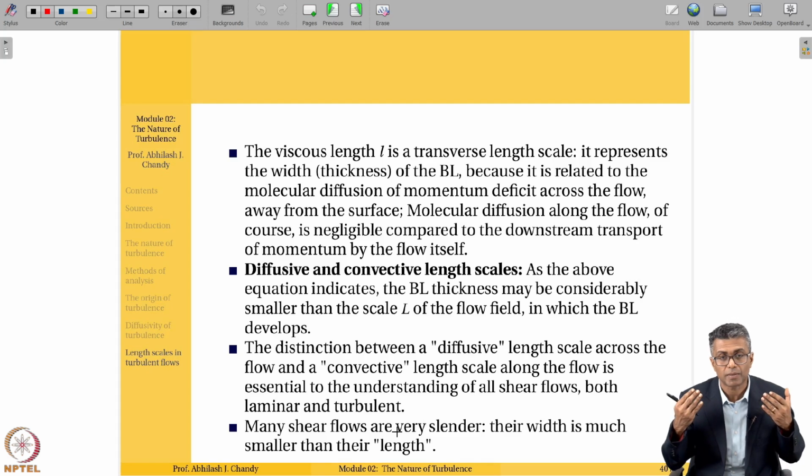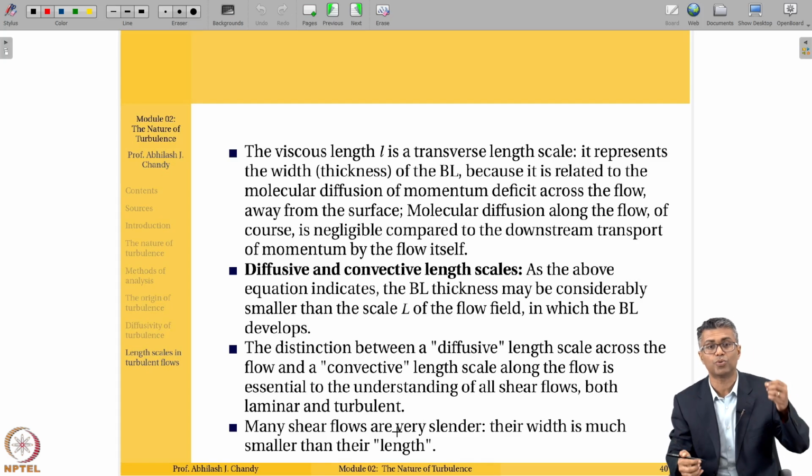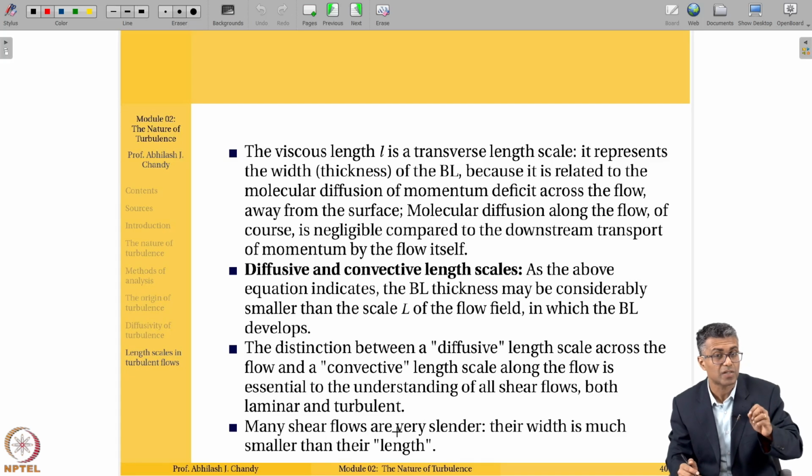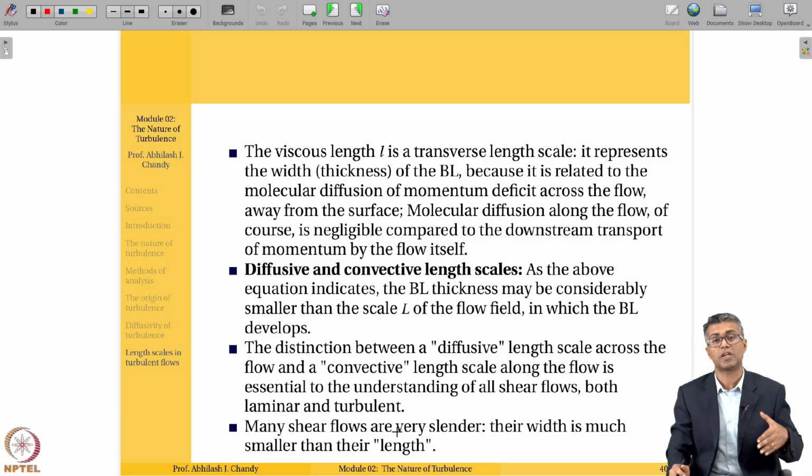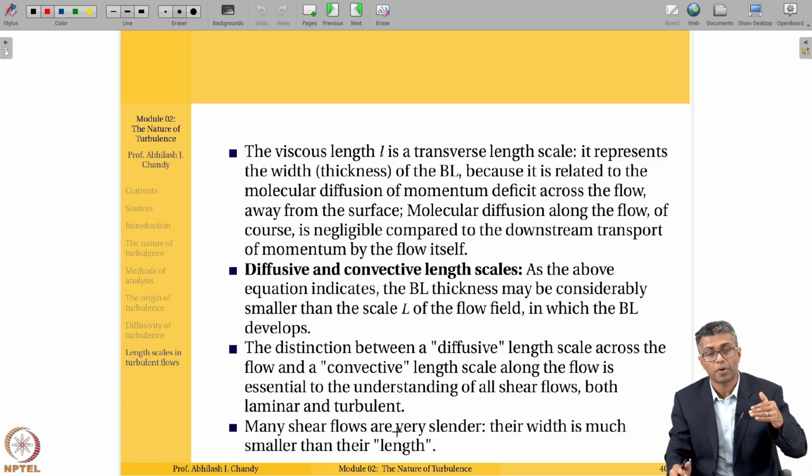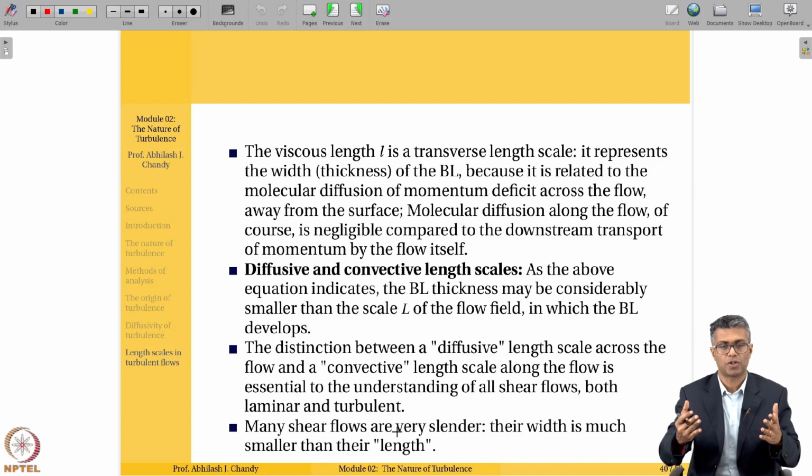So that means it is related to the molecular diffusion, isn't it? It is related to the viscous diffusion or molecular diffusion of momentum, because we are talking about the Navier-Stokes equations. So obviously it is a diffusion of momentum, and it is a diffusion of momentum deficit across the flow. Okay, and away from the surface, of course.